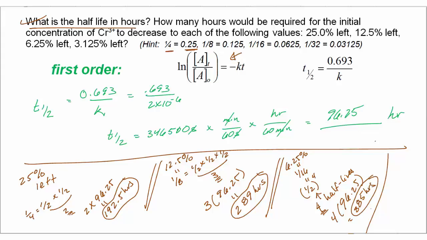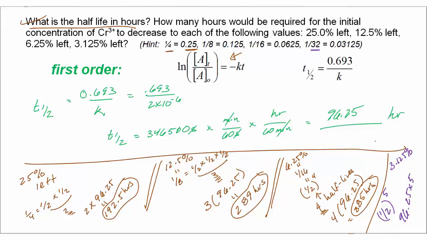The last one is 3.125%. Okay, that's just another half. So now it's going to be 5 half-lives, right? 1/2 to the 5th. Take 1/2 times itself 5 times and you get 1/32. So 96.25 times 5, and I get about 481 hours.